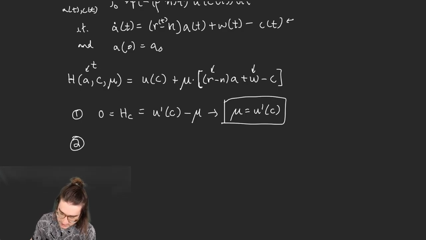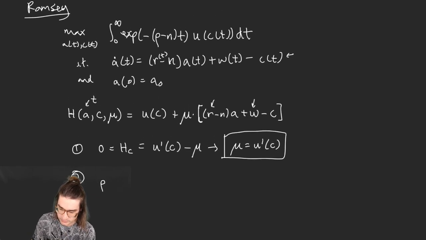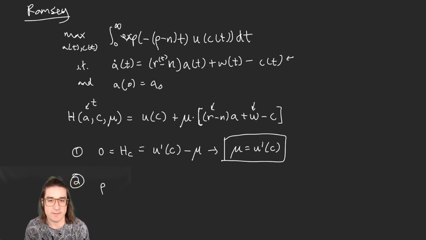The second condition: what do we have? Okay, forgot one thing. One critical thing is that when we wrote it in math form, we had rho, and rho is whatever our discount rate is.